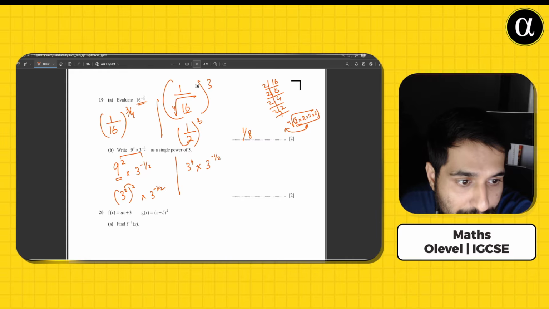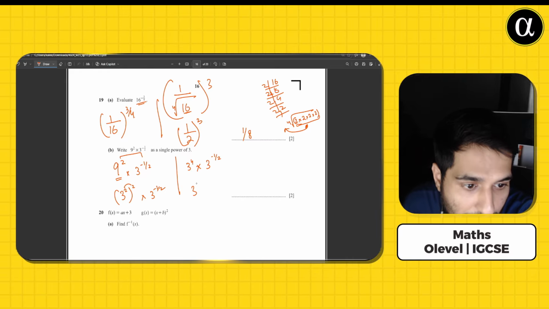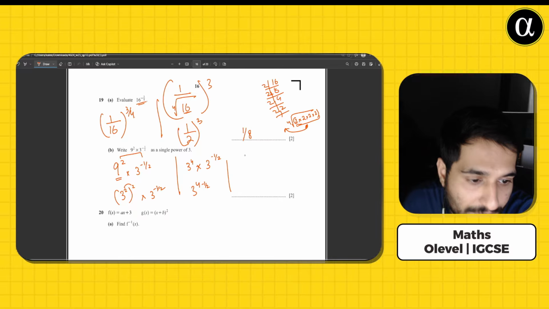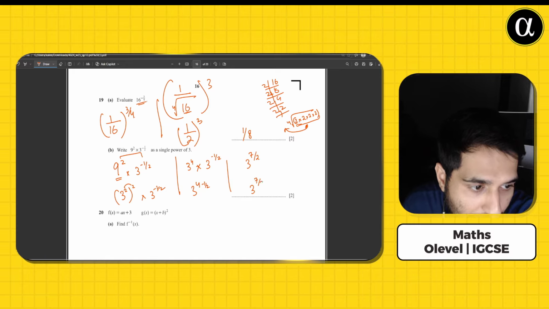And when we solve this further, it's going to give us what? 3 power 4 minus half. That is going to give us 3.5 or 7 over 2. So this is going to be 3 whole numbers, 7 over 2. So base of 3 and the power being 7 over 2.